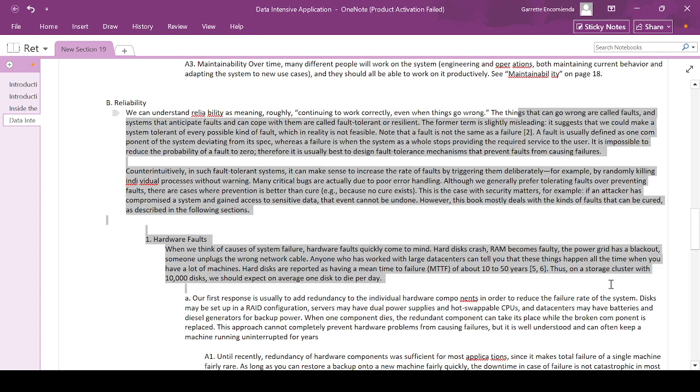The things that can go wrong are called faults, and a system that anticipates faults and can cope with them is called fault tolerant or resilient. The former term is slightly misleading. It suggests that we could make a system tolerant of every possible kind of fault, which in reality is not feasible because anything can happen. In statistics, the things we know today are just 99% correct. There's always a 1% chance that it could be incorrect.